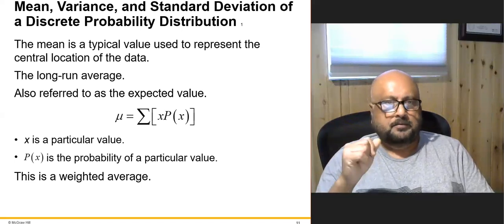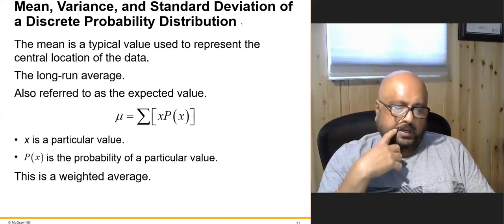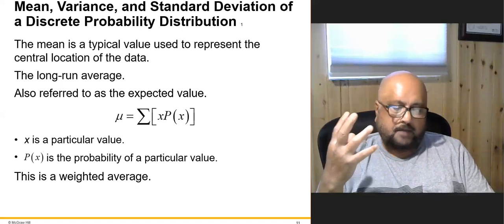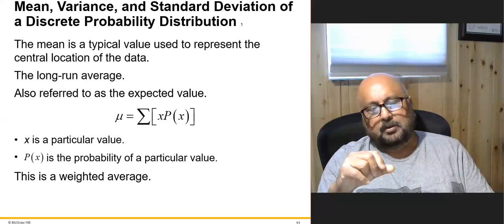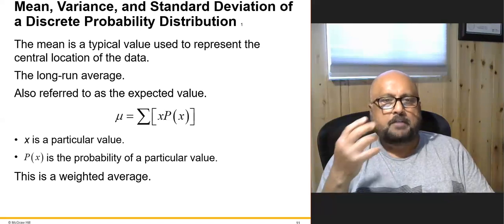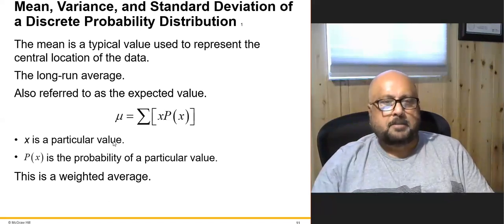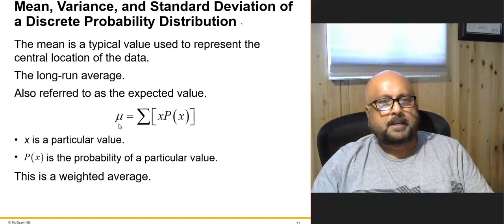What is the mean? Mean is also called expected value. This is the long run average of values in a probability distribution. Average. When we say expected value, how do we find it? So mu is the Greek symbol used for referring to the mean value. So mu is equal to sigma, where sigma means summation, sum. Within the bracket we have x times p(x).